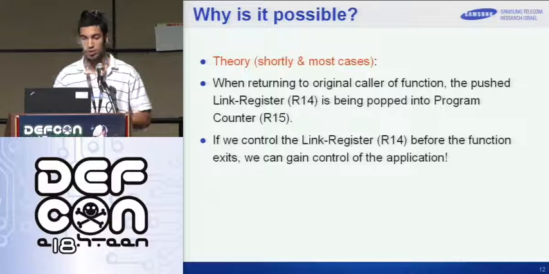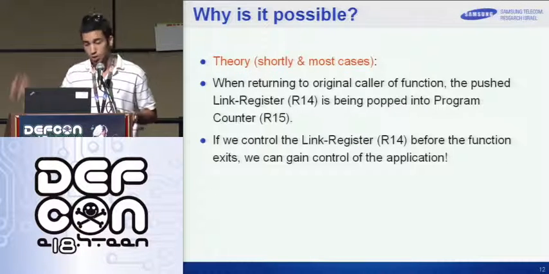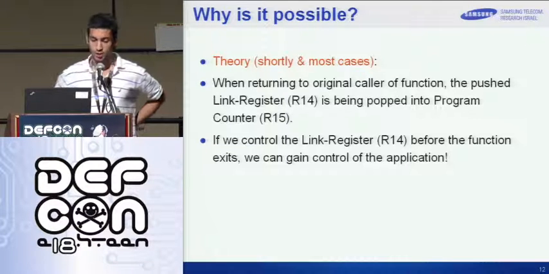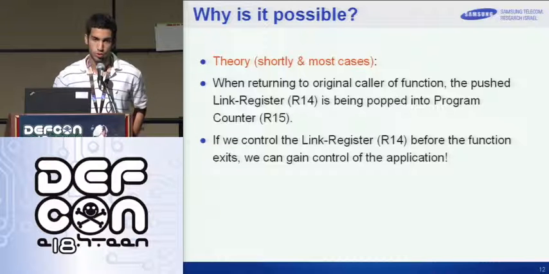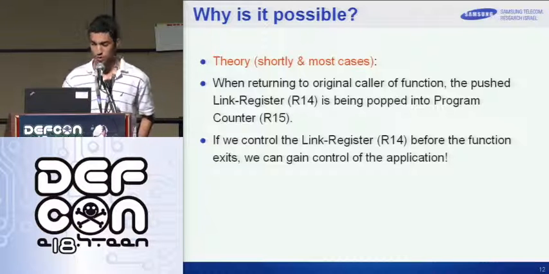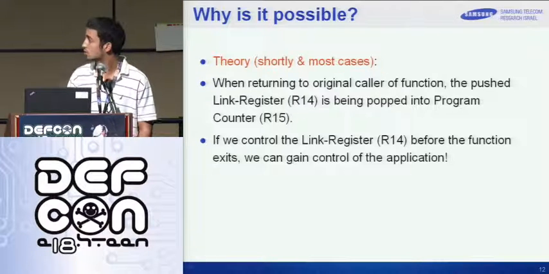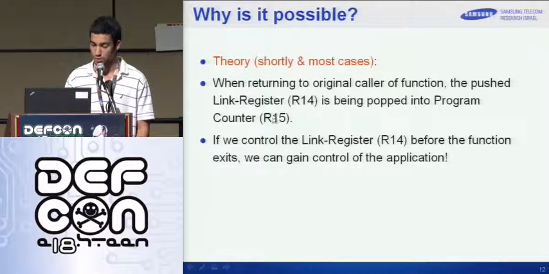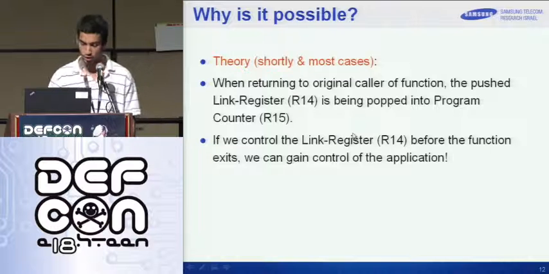All right, why is it actually possible? When entering a vulnerable function, the pushed parameter, not in all cases but in most of them, the R14 is popped into the PC at the end of the function. So if you can overwrite the R14, at the end of the function it will be popped into the PC, the R15. So you get control of the code. If we can control it, we can own it.